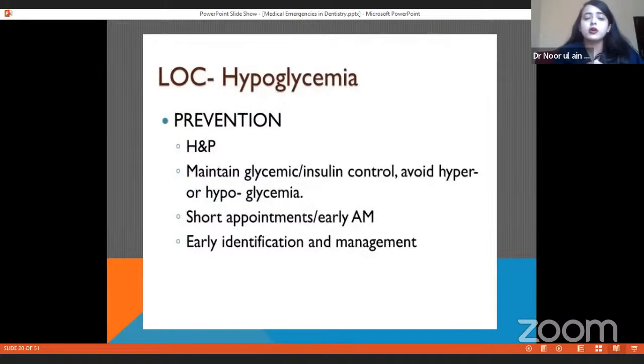So how is prevention taken for a hypoglycemic patient? We will maintain glycemic and insulin control, avoid hyper or hypoglycemia, keep appointments short, and ensure early identification and early management. We will also ask the patient who is appointed to take all these precautions, to have breakfast. That is very important, to have something before coming to the appointment.